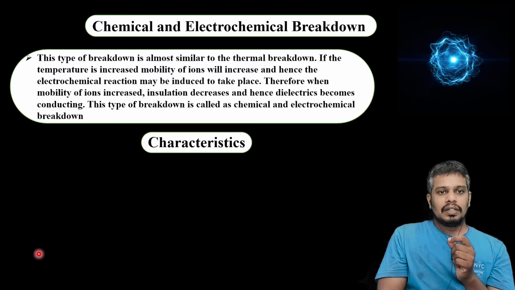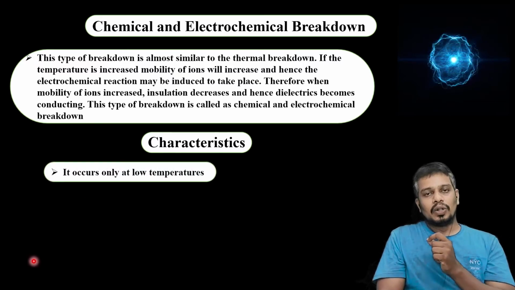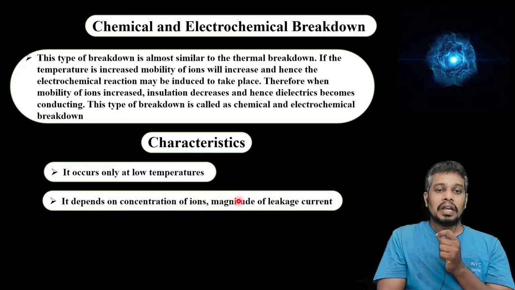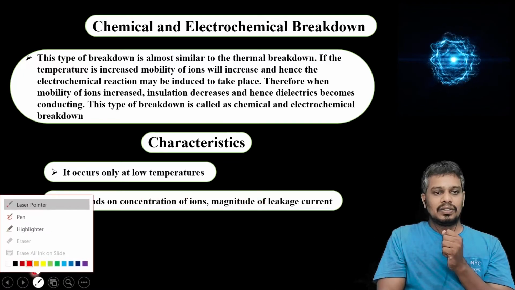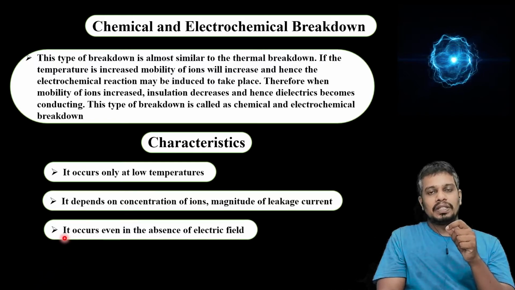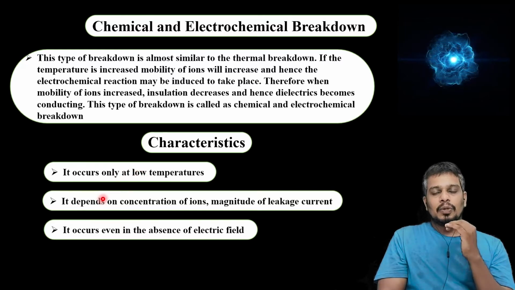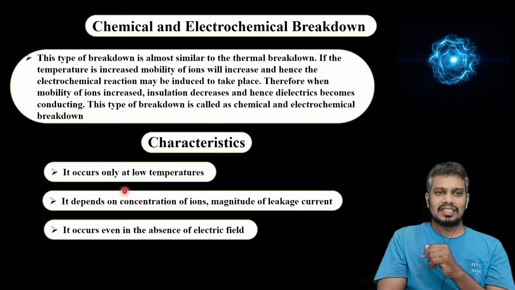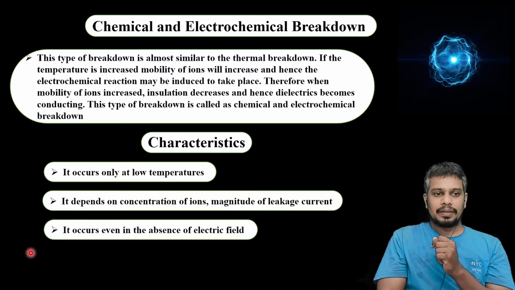So here, what are the characteristics one can ask? The characteristics are: it occurs only at a low temperature. Then it depends on the concentration of the ion and the magnitude of the leakage current. It occurs even in the absence of the electric field because it only depends on the temperature, but at low temperatures. If there is more ion concentration, then conductivity will happen. No need of giving an external electric field. That is one of the main characteristics of the chemical and electrochemical breakdown.